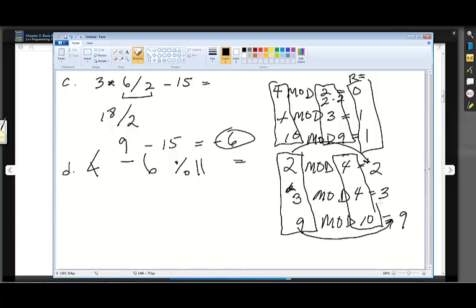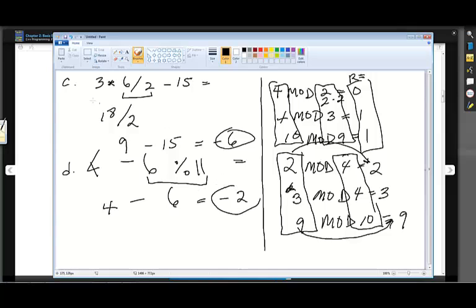I kind of kept it consistent with how you learn things. So that's my 30 seconds of review for mod. Look at this operation right here. Take 6 mod 11. What is 6 mod 11? Well, the left side is smaller than the right side, so the answer is 6, right? So 4 subtract 6 now equals negative 2. That's how you work mod problems.